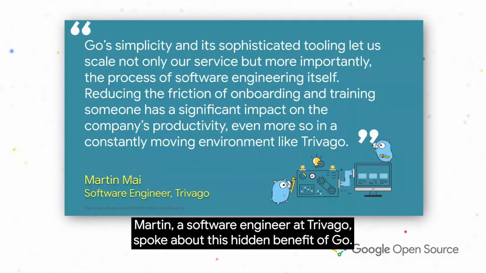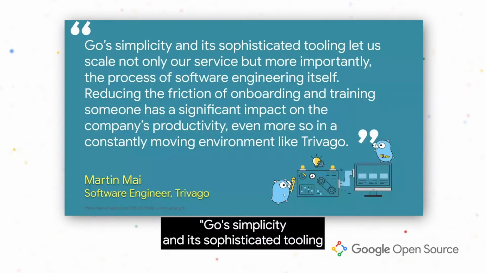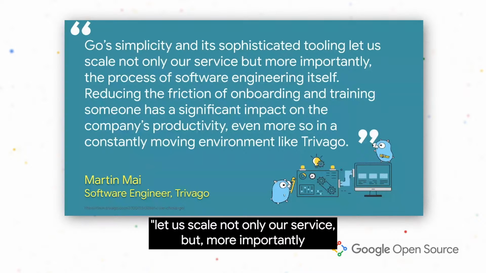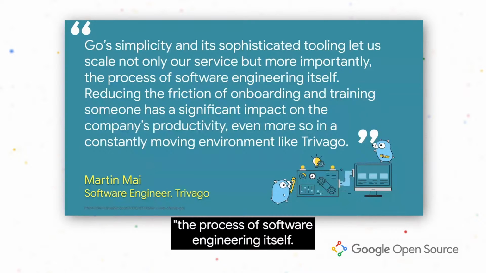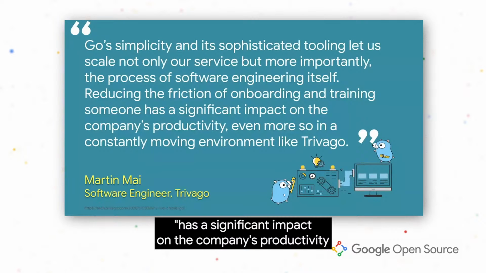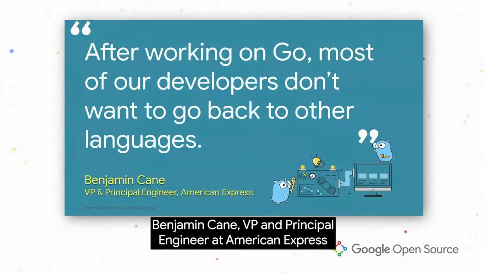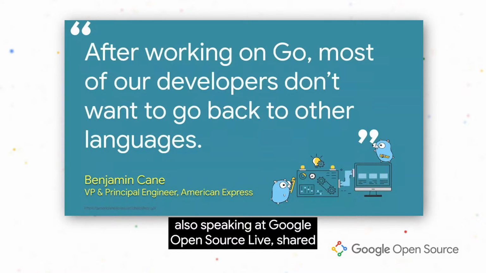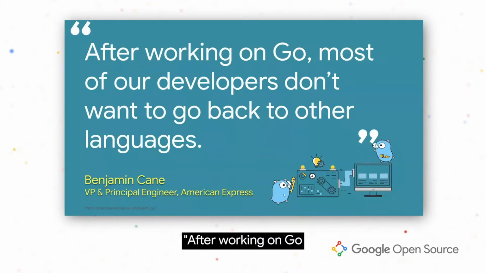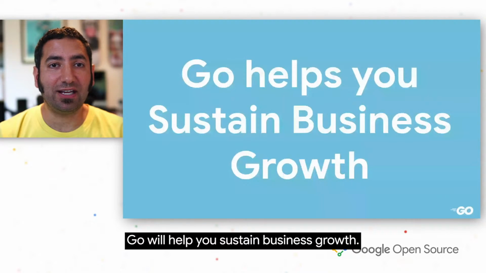Martin, a software engineer at Trivago, spoke about this hidden benefit of Go. "Go's simplicity and its sophisticated tooling let us scale not only our service, but more importantly, the process of software engineering itself. Reducing the friction of onboarding and training someone has a significant impact on the company's productivity, even more so in a constantly moving environment like Trivago." Benjamin Kane, VP and Principal Engineer at American Express, also speaking at Google Open Source Live, shared, "After working on Go, most of our developers don't want to go back to other languages." Go will help you sustain business growth.